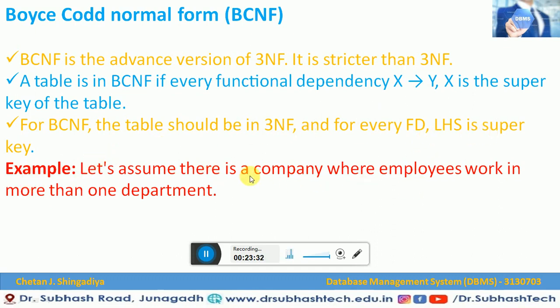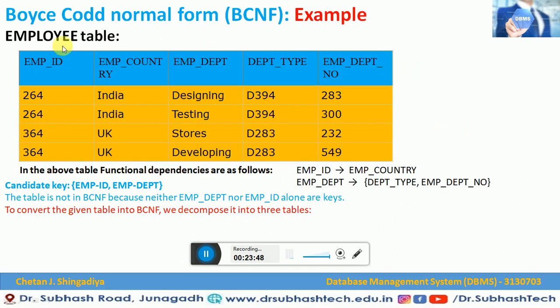Now let us assume that there is a company where an employee works in more than one department. This is our example. With the help of this example, we are going to see how we can solve this BCNF problem. In this employee table, we have taken 5 columns: employee ID, employee country, employee department, department type, and employee department number.